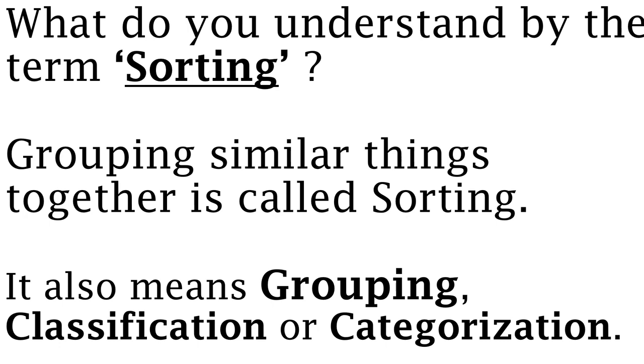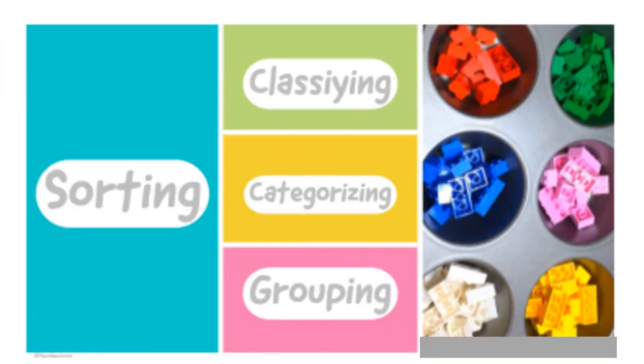The next question which arises is, what do you understand by the term sorting? Students, grouping similar things together is called sorting. It also means grouping, classification, or categorization. You can check here that sorting can also be called classifying, categorizing, and grouping.